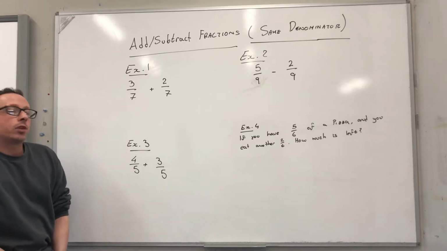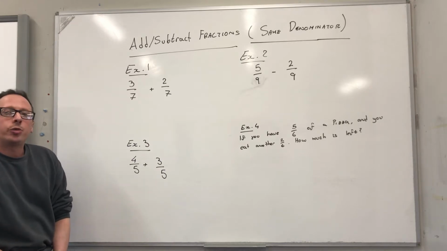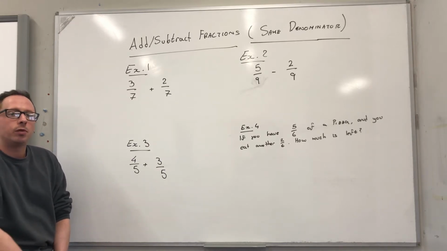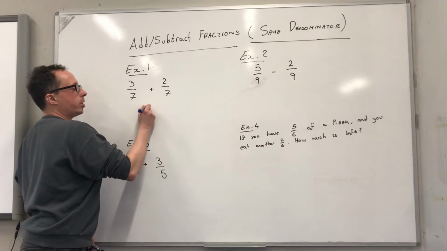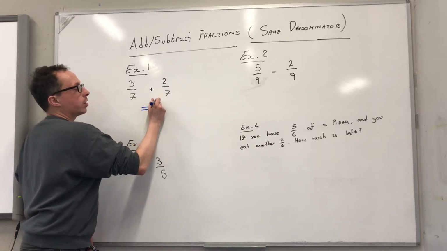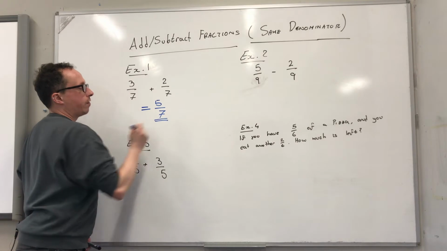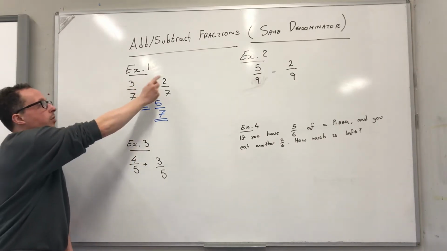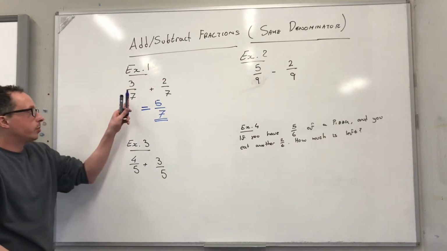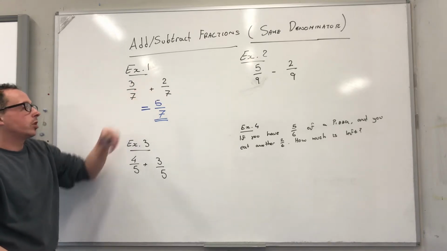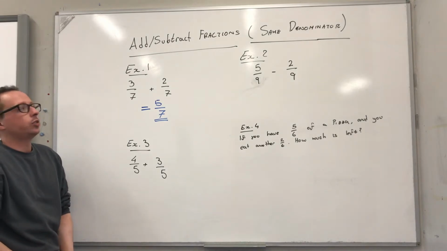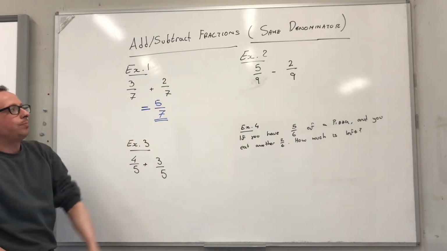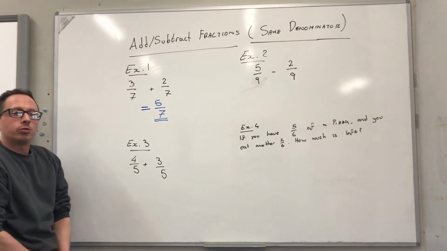So when we have something like this first example, which is 3/7 plus 2/7, if you have 3 of something plus 2 of something, you're going to end up with 5 of something. So 3/7 plus 2/7 gives us 5/7. We're just adding the numerators because it's fractions. Okay? So 3/7 plus 2/7 gives us 5/7. The denominator does not change. Okay?